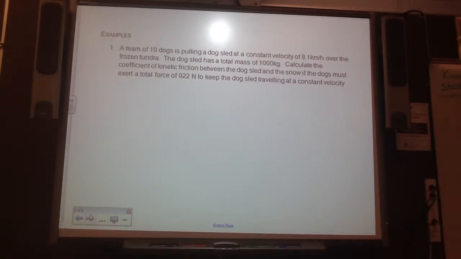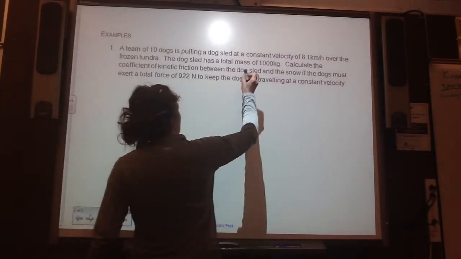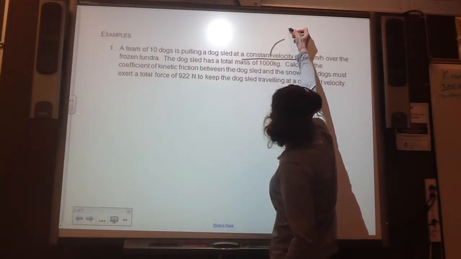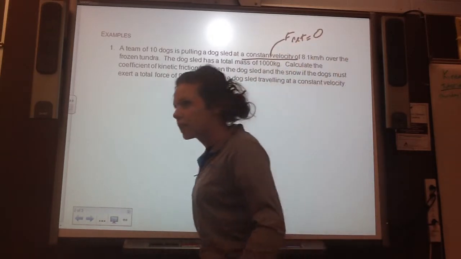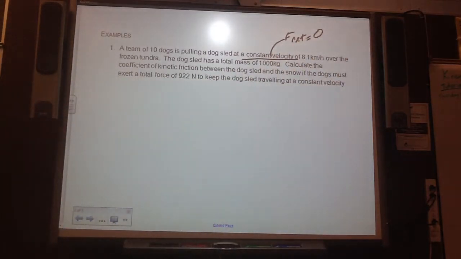A team of 10 dogs is pulling a dog sled at a constant velocity. What does constant velocity tell us about F net? It's 0. So let's make that statement right there so that we don't get ahead of ourselves.